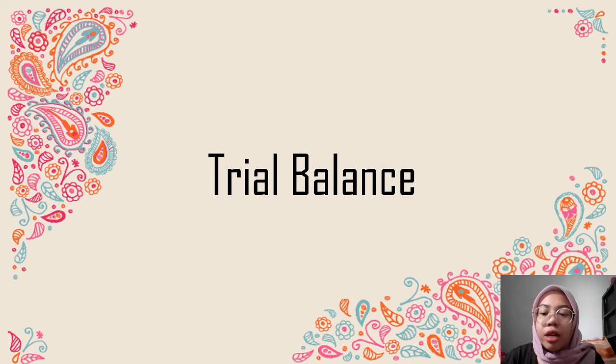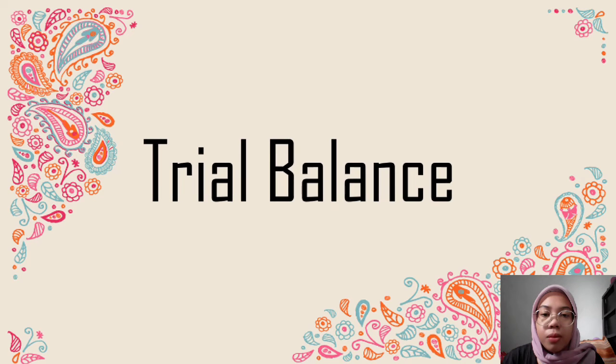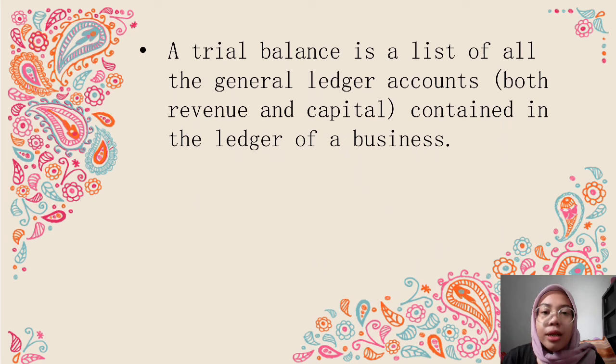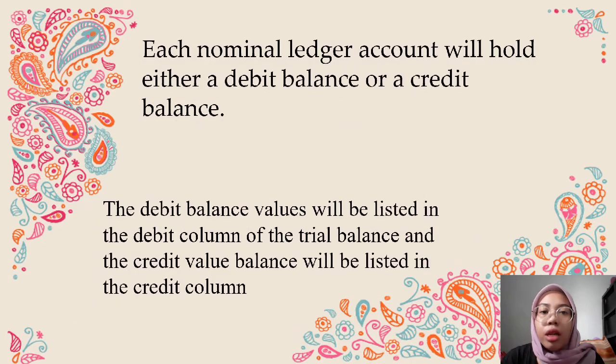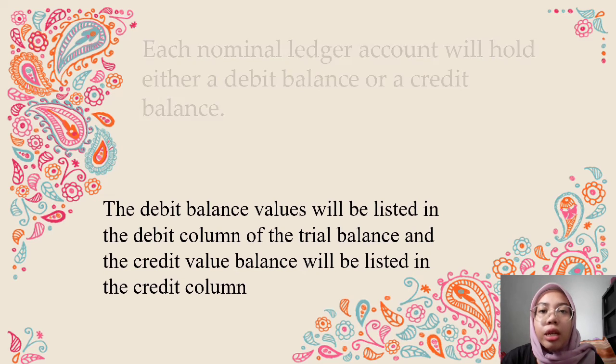Next is about the trial balance. A trial balance is a list of all the general ledger accounts, both revenue and capital, contained in the ledger of a business. This list will contain the name of each nominal ledger account and the value of the nominal ledger balance. Each nominal ledger account will hold either a debit balance or a credit balance. The debit balance value will be listed in the debit column of the trial balance and the credit balance value will be listed in the credit column.